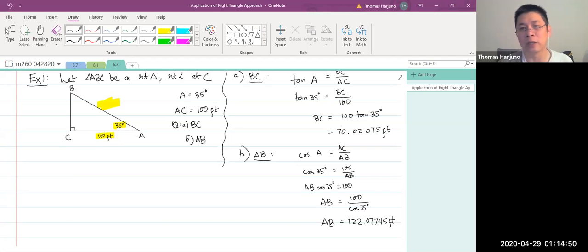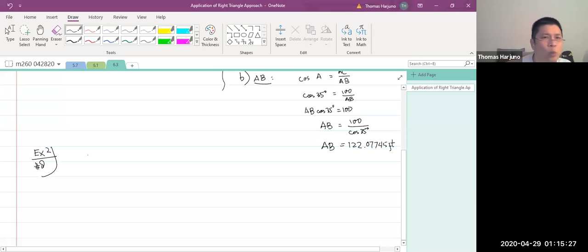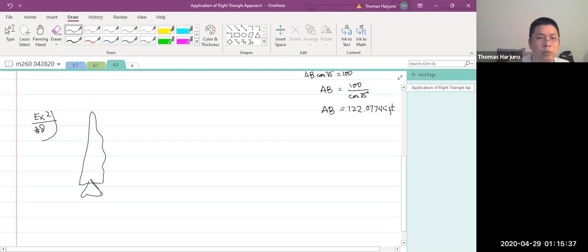Further application of those ideas. For example, if I go on further, example 2, let me pick a question from number 8. Number 8, from a point level with and 100 feet away from the base of the Washington Monument. So let's say I have the Washington Monument somewhere. What does the Washington Monument look like? Let's say it looks like this. I don't know. Okay, let's call that Washington Monument.